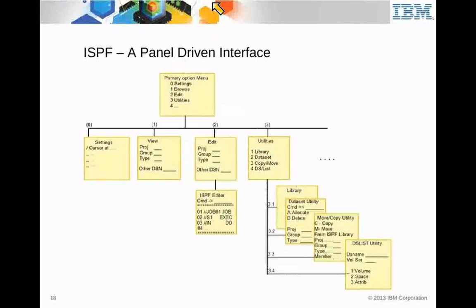Okay, I'm going to move forward. So ISPF is panel driven and it's hierarchical. What I want to point out is, you start out with the ISPF Primary Option Menu. Then you might select 3, utilities, and then you'll actually be presented with a utilities panel. And inside of there, there's another selection, 4, DSLIST. And DSLIST would take you to yet another panel.